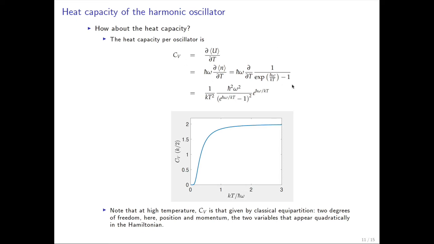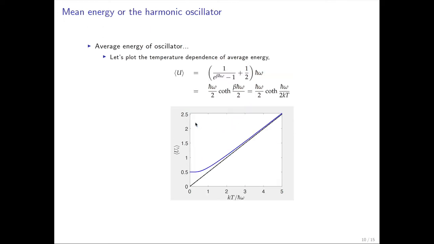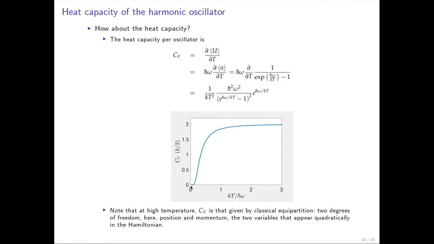Well, anyway, let's just work it out. We can take this derivative and simplify it until we get this form, and you'll see. Well, of course, it's just the derivative of this with respect to temperature. So you can see it's going to be zero, and then build up to some constant value. That's exactly what it does.